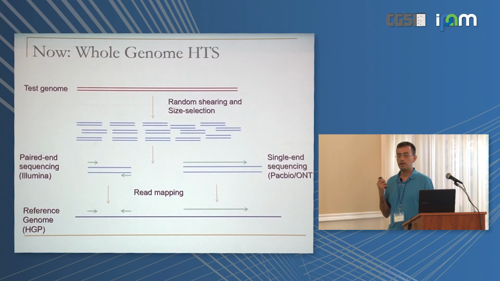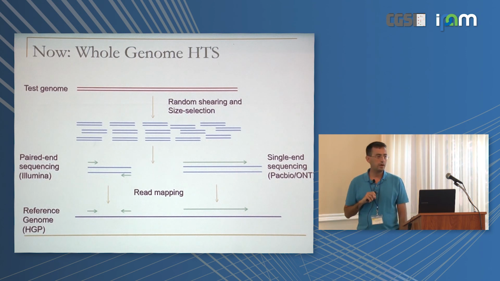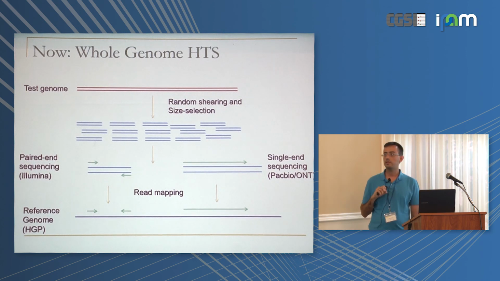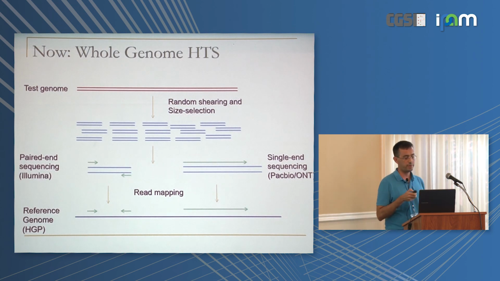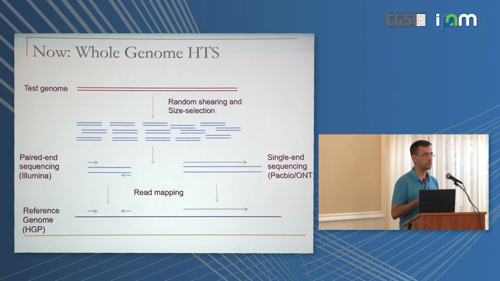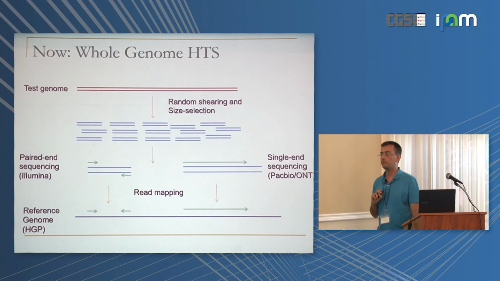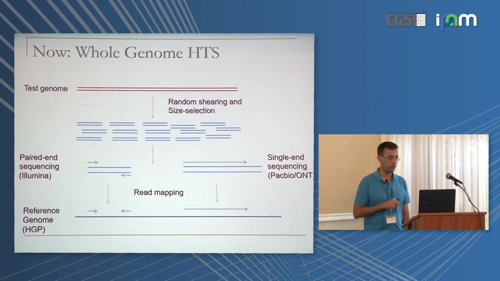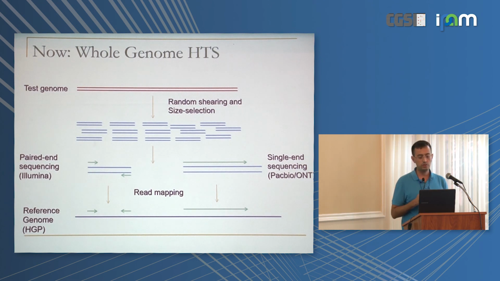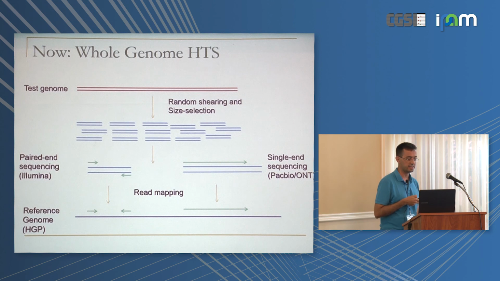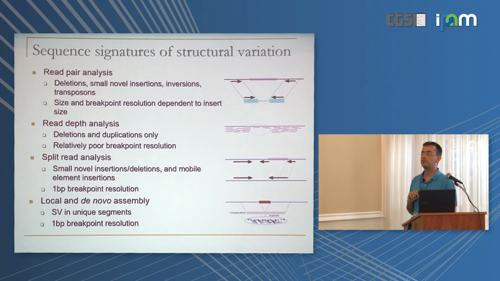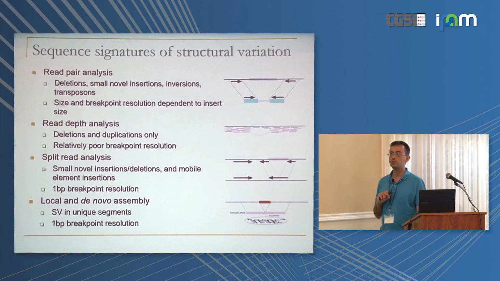So now what we do is, obviously, whole genome high throughput sequencing. Now instead of cloning, we just have the test genome. We shear it into smaller segments, and then we either use Illumina to generate paired-end sequencing, which gives us a similar data type, but much shorter, obviously, or we use PacBio or Oxford Nanopore technologies to generate single-end sequencing data. Then we map them to the reference genome, and we look for changes in the mapping properties from what is expected. There are basically 4 different sequence signatures that we can use to assess structural variation.